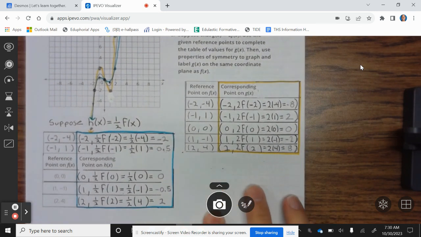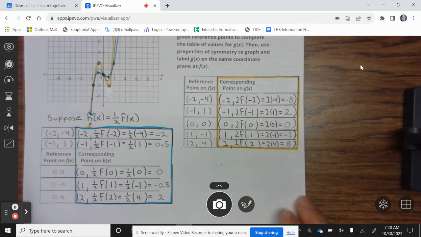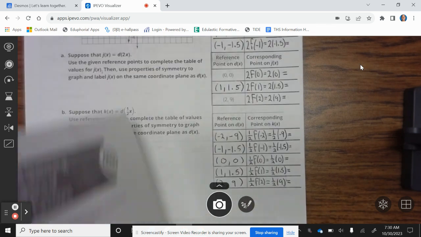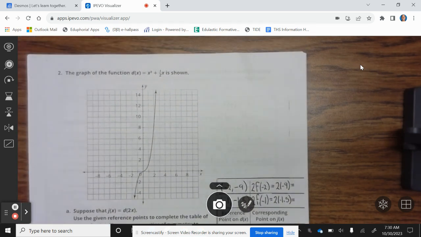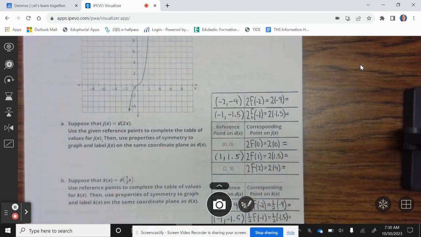All right, let's move on to the next page. The graph of the function d of x equals x cubed plus 1 half x is shown. Suppose that f of x equals d parentheses 2 times x. Use the given reference points to complete the table of the values of j of x, then use the properties of symmetry to graph and label j of x on the same coordinate plane as d of x.